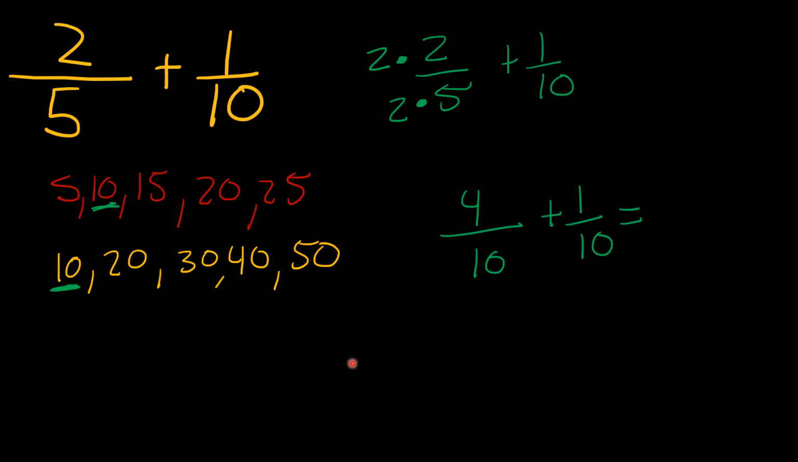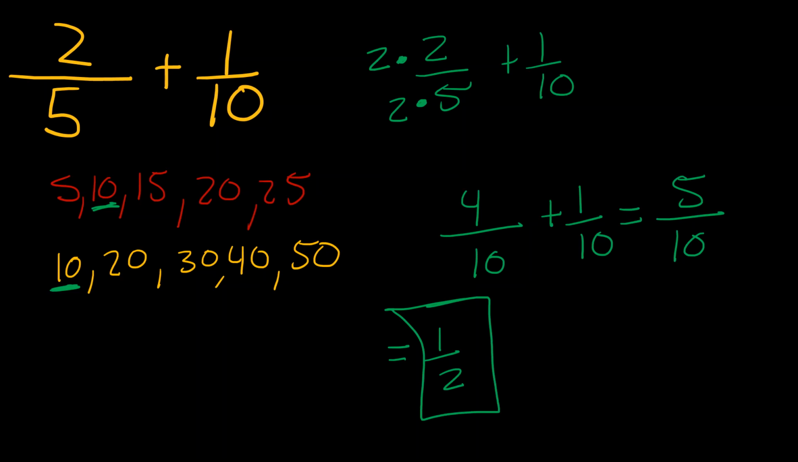And we know from the previous video that we're going to keep the denominator on the bottom when we have a common denominator. So my denominator would be 10. And then we just add the numerators. All we do is add 4 plus 1, and that'll be 5. And of course, this simplifies to 1/2.